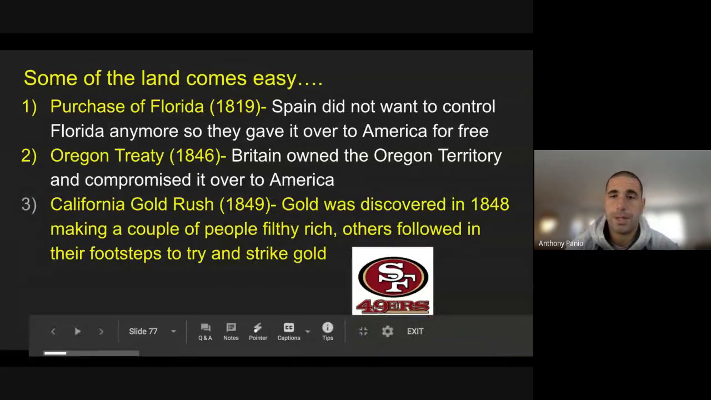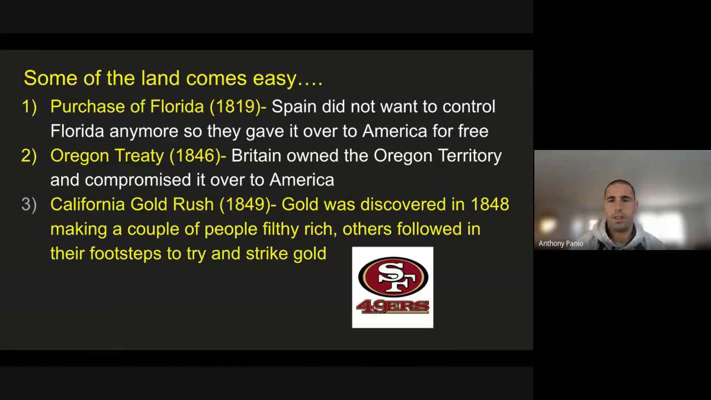All right, so some of the land comes easy. Please write down that we purchased Florida. This was a very simple thing. We paid Spain some money. I don't want to say it was free, but it was essentially free. It was so incredibly cheap. They didn't want control over it anymore, so they just got out of there. This is in 1819.